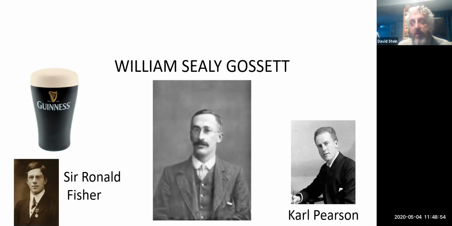So because of that, Gossett is a little depressed because it means he's not going to get famous. But he agrees to let Sir Ronald Fisher publish this, but it has to be published anonymously to comply with Guinness's policies. And so he publishes it under the name Student. And to this day, this test is often called the student's t-test or the student's t-distribution.